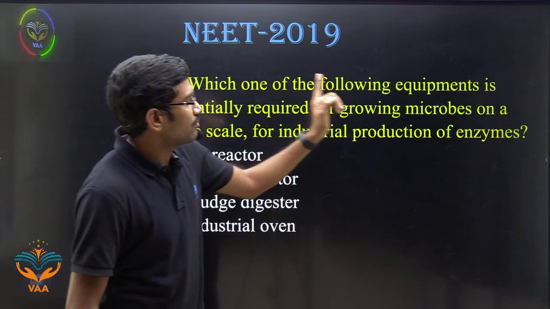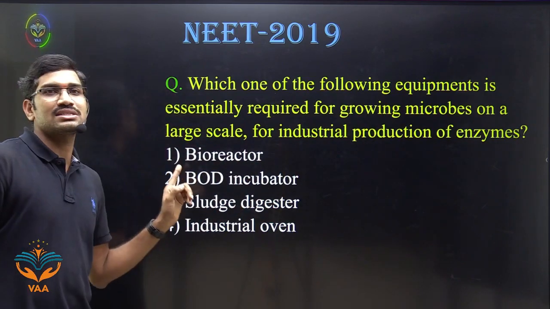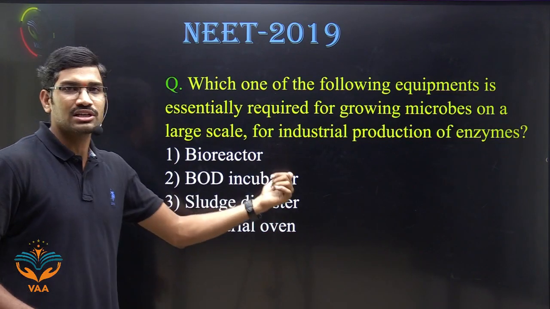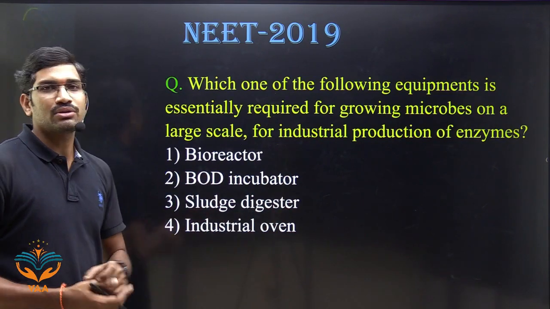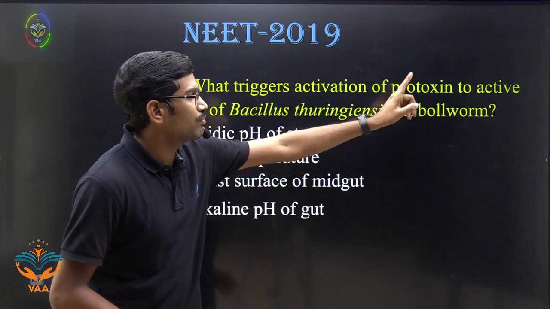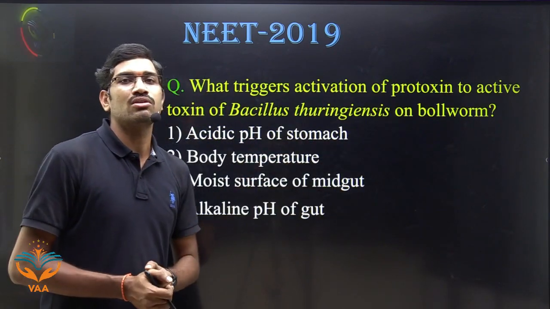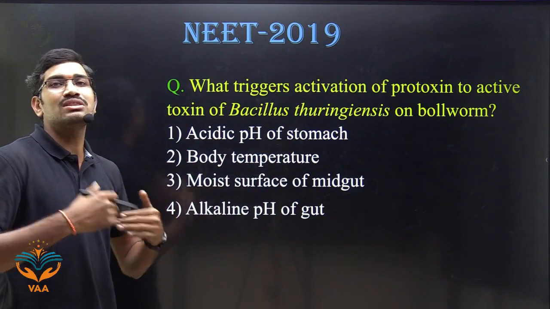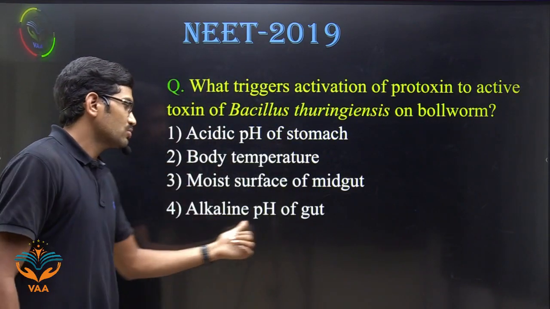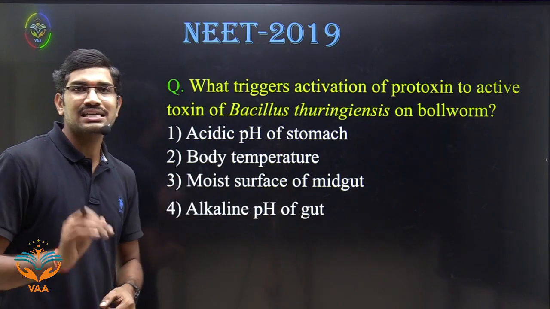Next one. Which of the following equipments is essentially required for growing microbes on a large scale for industrial production of enzymes? Very large tanks called bioreactors are used. So that's why the answer is bioreactor, that is option 1. Okay. Next one. What triggers activation of protoxin to active toxin of Bacillus thuringiensis on bollworm? In the case of bollworm, how is this inactive cry toxin converted into active cry toxin? It is due to alkaline pH of the gut within the insect. So the answer is option 4.